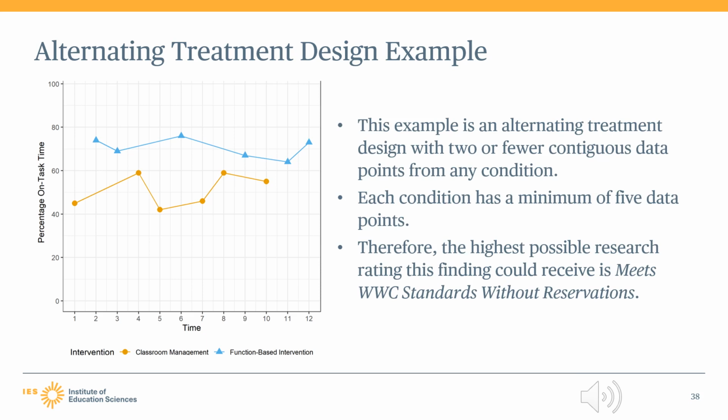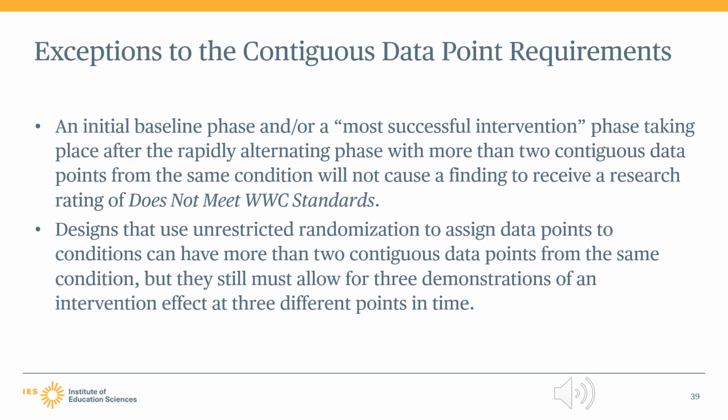This is an alternating treatment design with no more than 2 contiguous data points without the interruption of another condition. Each condition has a minimum of 5 data points. The highest possible research rating this finding could receive is meets WWC standards without reservations. As we discussed previously, the WWC has added a couple of exceptions to the general requirements for alternating treatment designs.